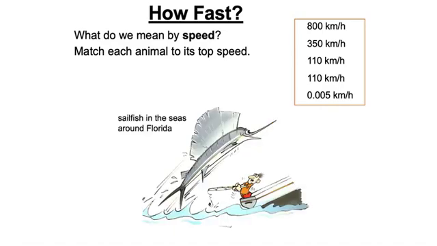Right, next. A sailfish in the seas around Florida. So how fast is the top speed of a sailfish in the seas around Florida? I don't know if it's different if they're in different seas around different places. No idea. 110 kilometers an hour. Wow, that was the same as a cheetah. Wow, that's fast, isn't it?